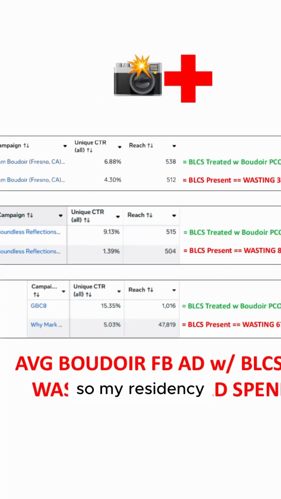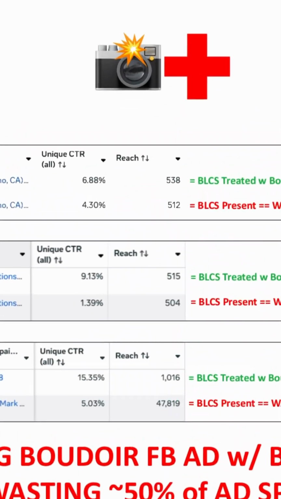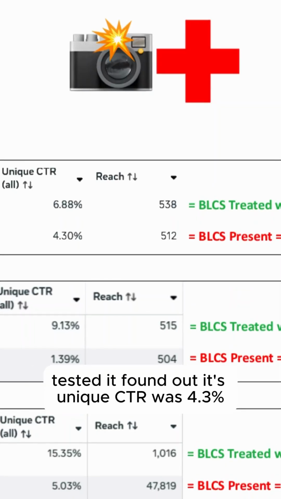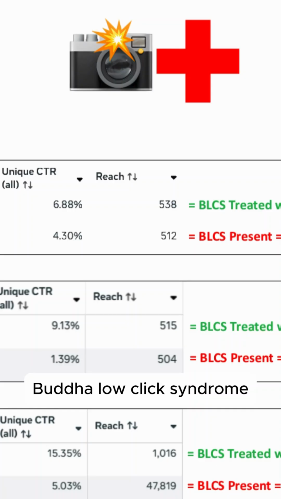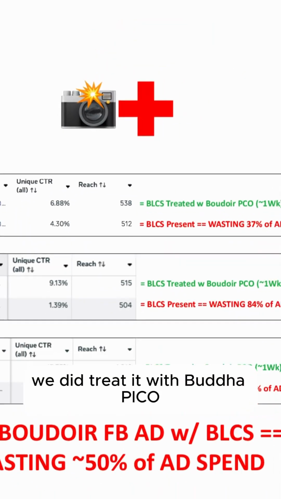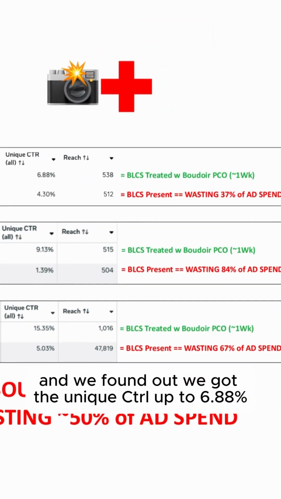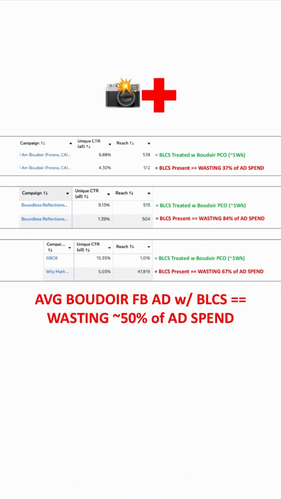So my residency went and found some Boudoir Facebook ads out there. Brought the first one back to the hospital, tested it, found out its unique CTR is 4.3%. So unique CTR under 6% means that BLCS is present, Boudoir low click syndrome. But we got the treatment for it. We did treat it with Boudoir Pico, it takes about a week. And we found out, we got the unique CTR up to 6.88%.